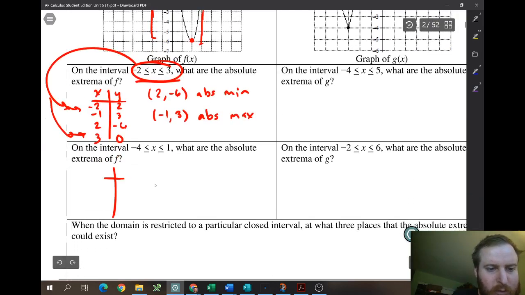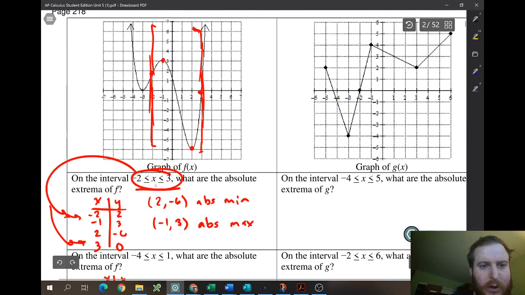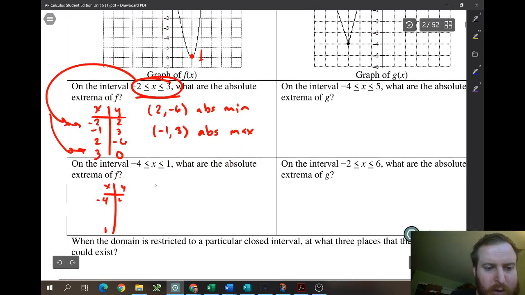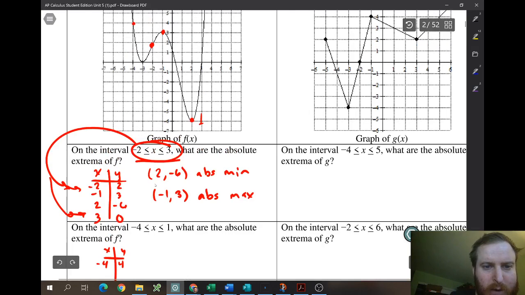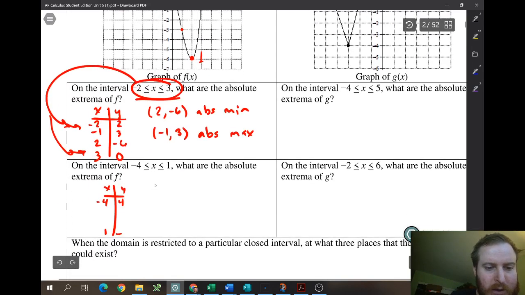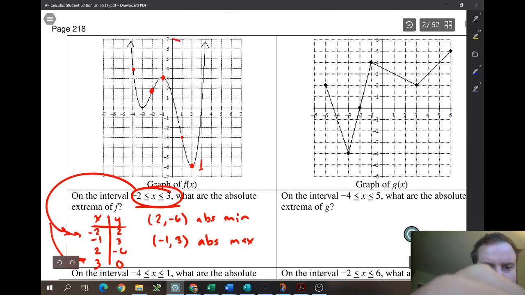Okay, now for the interval -4 to 1, we're going to do the same thing. But now we're going to use -4 and 1 as our endpoints. So if we look between -4 and 1, from -4 our y value is +4. And at 1, our y value looks like it's at -3. And then now we want to look at what critical points we have in between that section of the graph. We always want to look at basically our endpoints and our critical points.